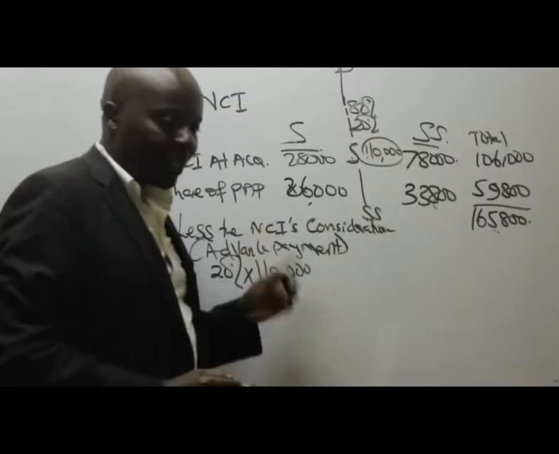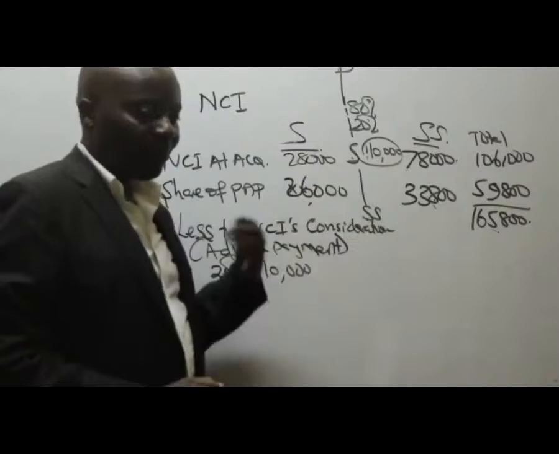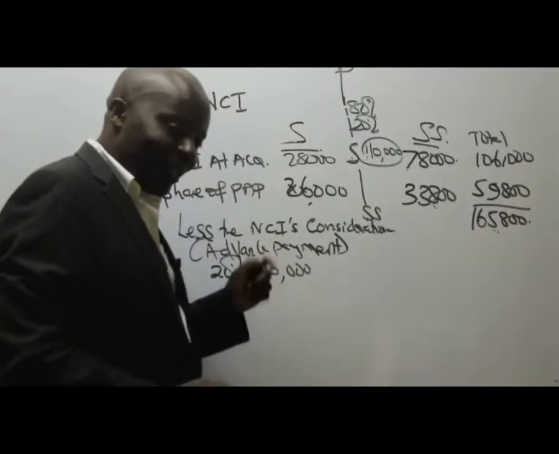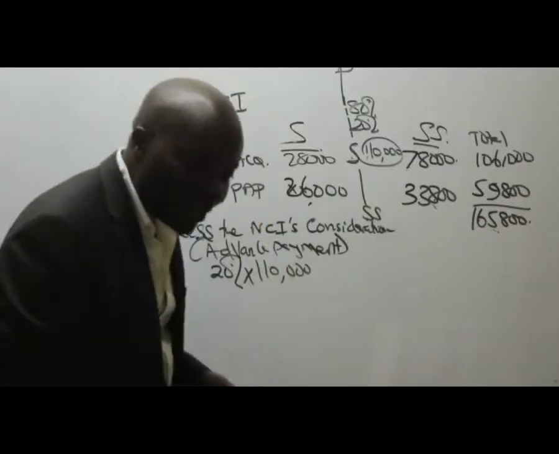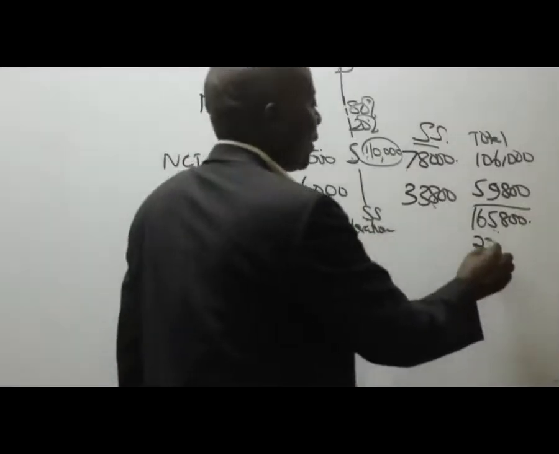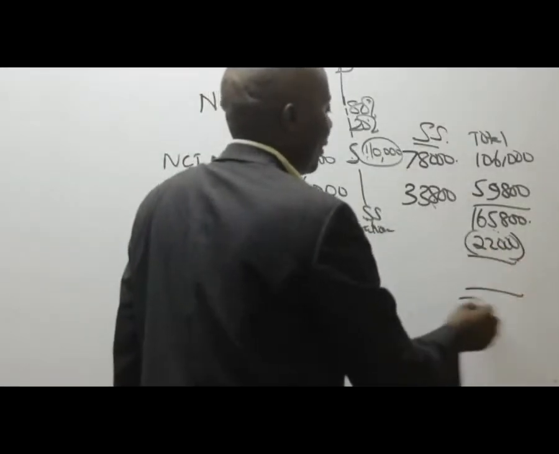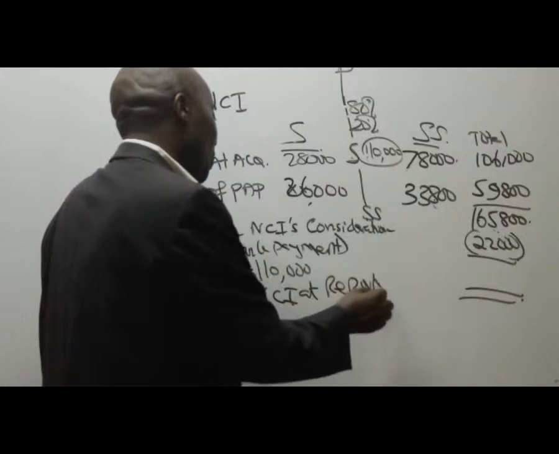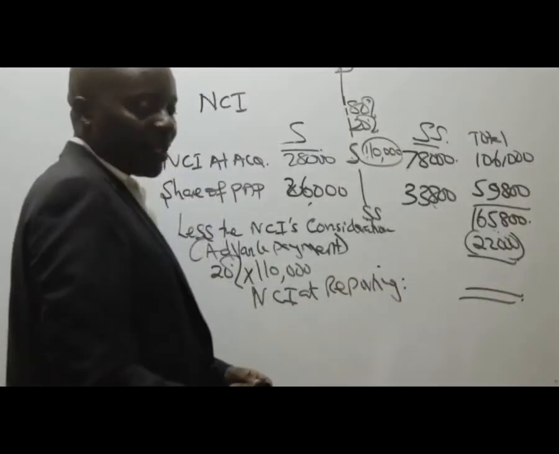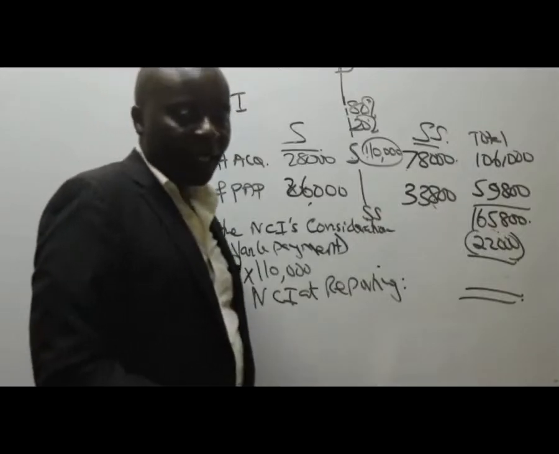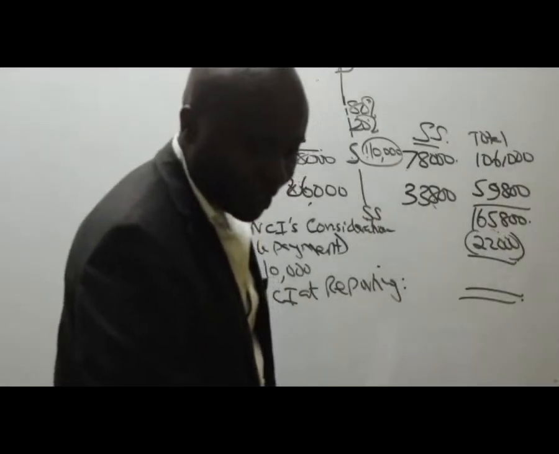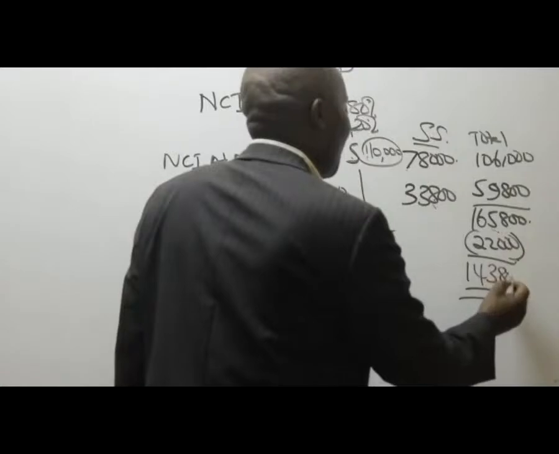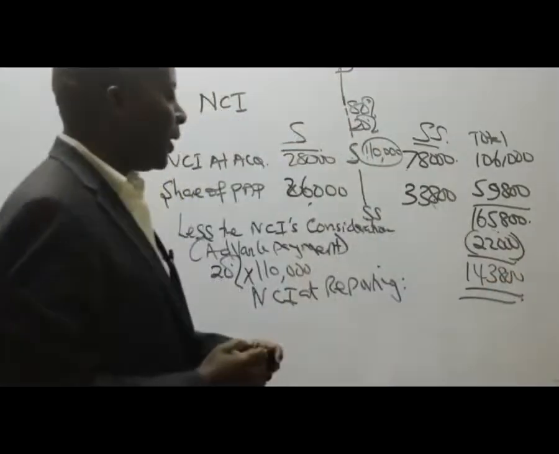You may not understand this very well, but it's something that will really come up. You'll understand it especially when you're doing the financial statements. But always remember that 80%, on a summary, 22,000. So this 22,000 is what you bring here, and give me the NCI at reporting. I'm not afraid of this. As we move on, it is something you will understand. So NCI at reporting gives me 143,800. Please double underline this figure. This is a very important figure. Now listen here.